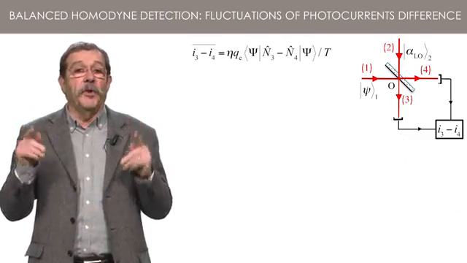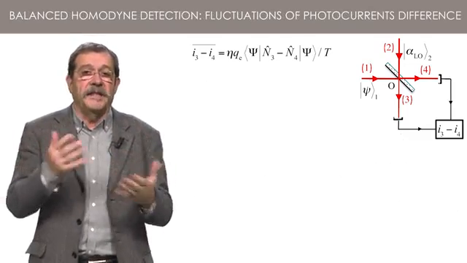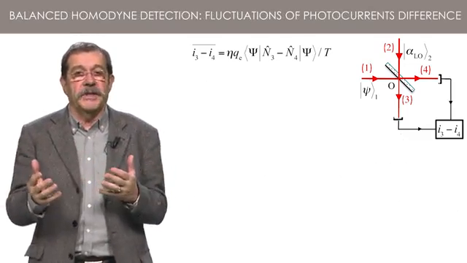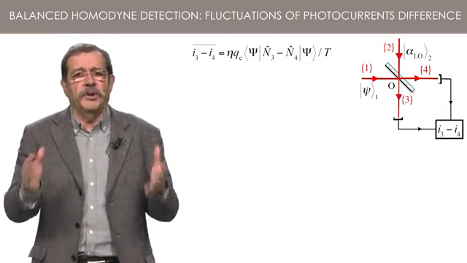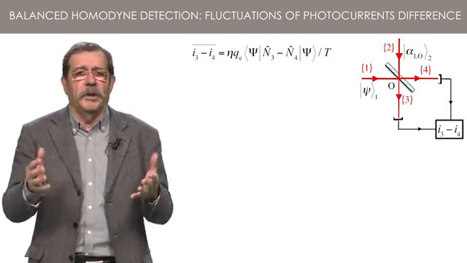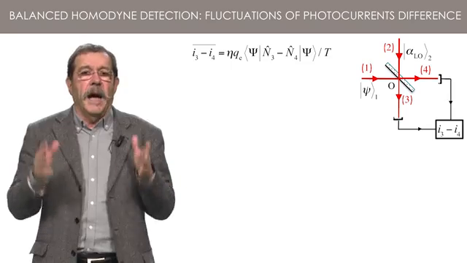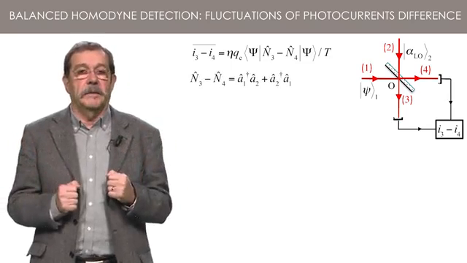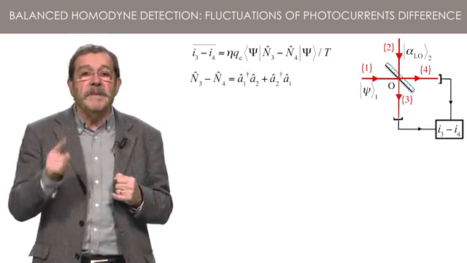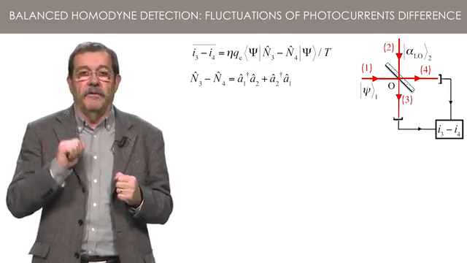Consider again the signal obtained in balanced homodyne detection, that is to say, the difference between the photocurrents. We have shown that its average is proportional to the average of the difference of the numbers of photons, N3 and N4. This difference assumes a simple form when expressed in the input space. But what is the meaning of this average? In fact, there are two averages.